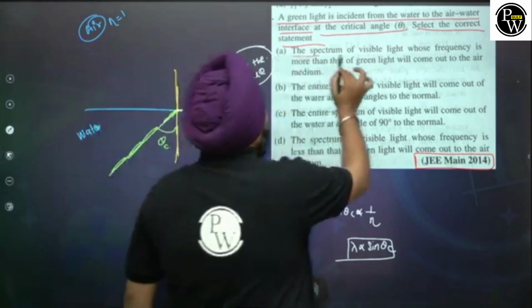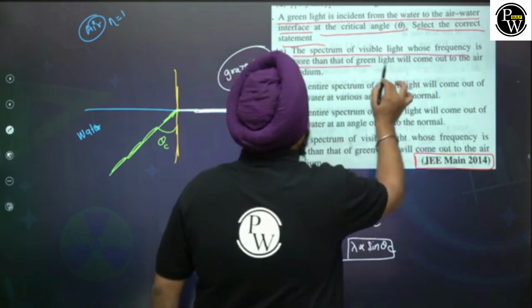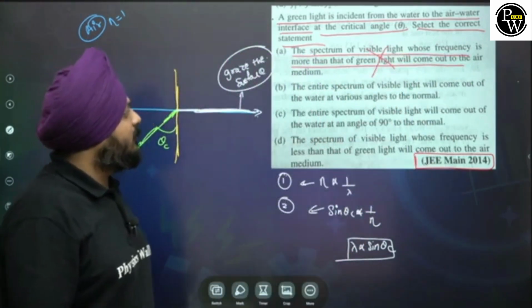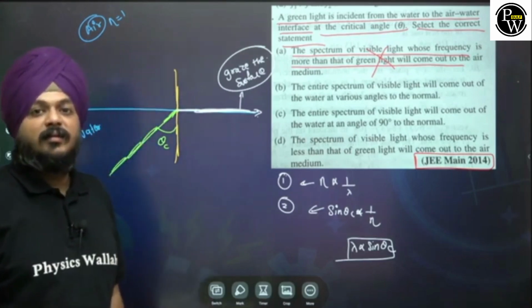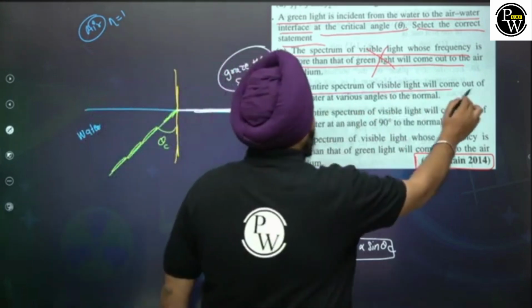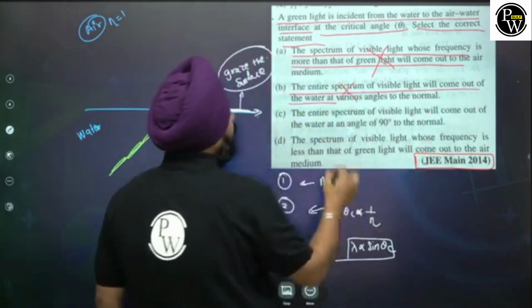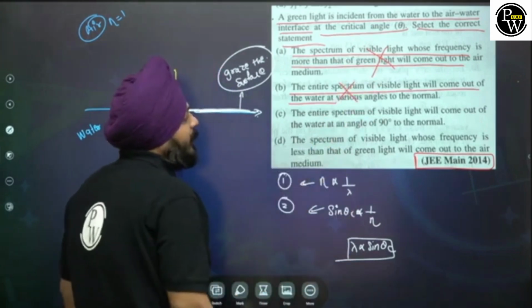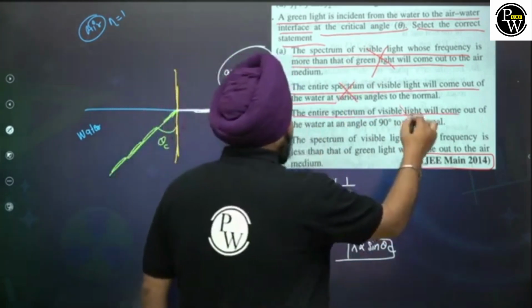The spectrum of the visible light whose frequency is more than green light, wrong. The entire spectrum of the visible light will come out of the water, wrong. If the entire spectrum is going to come out, then these two reasons are going to get violated. The entire spectrum at 90 degrees, gone.